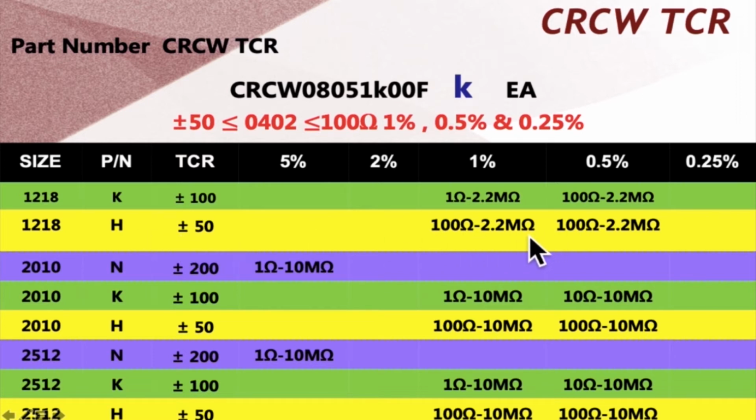Plus or minus 50, finishing at 2.2 megohms in 1218, which is limited. But 2010, you already have plus or minus 50 until 10 megohms, which is a good thing. But at 1 ohm, you see plus or minus 100.